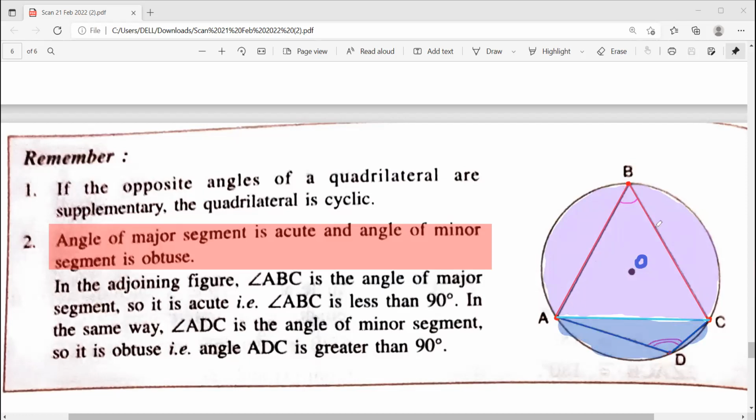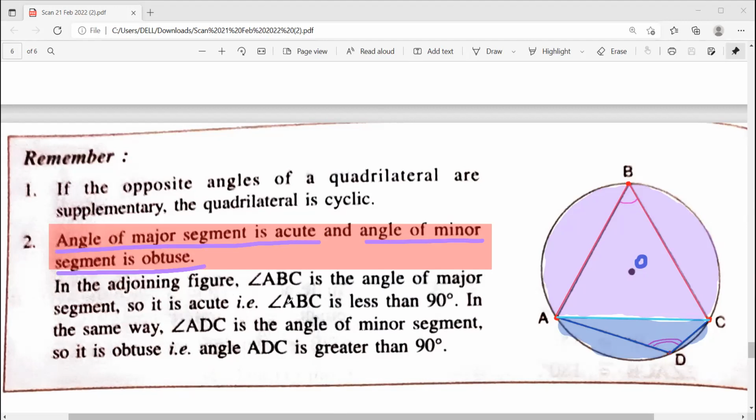Remember, in a cyclic quadrilateral, the angle which is in the major segment is an acute angle. See, this angle is an acute angle. The angle which is in the minor segment is the obtuse angle. That is what is said: angle in major segment is acute and angle in minor segment is obtuse.